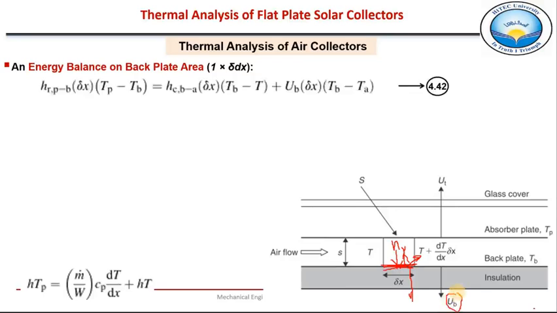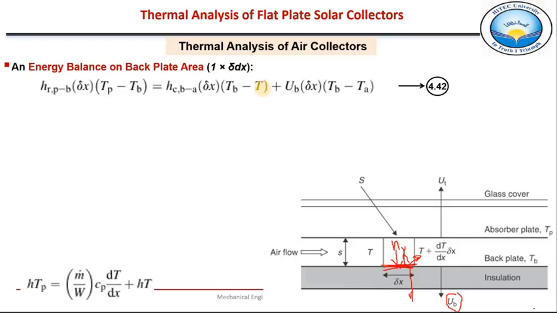So again, E in is equal to E out. So that is the E in, radiation heat transfer from plate to back plate for the same area, del x into 1, and due to this temperature difference, Tp minus Tb. So that is the energy in, and that is the energy out: HCB2A del x into Tb minus T plus UB, that is the energy leaving from the bottom. So that is the third equation.